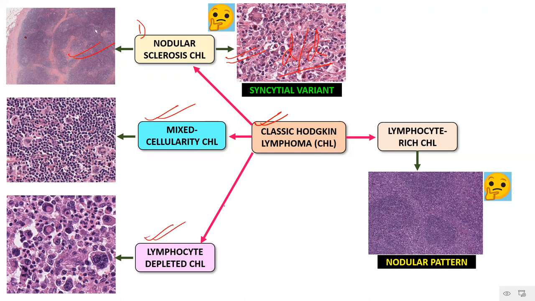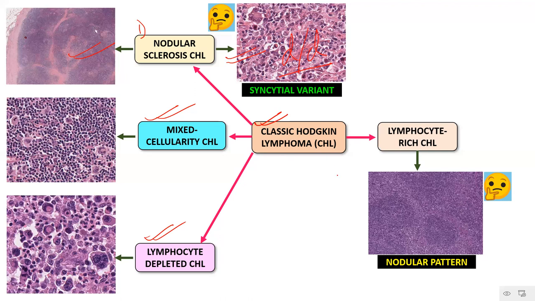The lymphocyte depleted category of classic Hodgkin lymphoma is again a rare diagnosis, accounting for less than 1% of the cases. The lymph node will be flooded with sheets of these atypical Hodgkin-Reed-Sternberg cells, or sometimes it might show extensive fibrosis without much of a small lymphoid background.